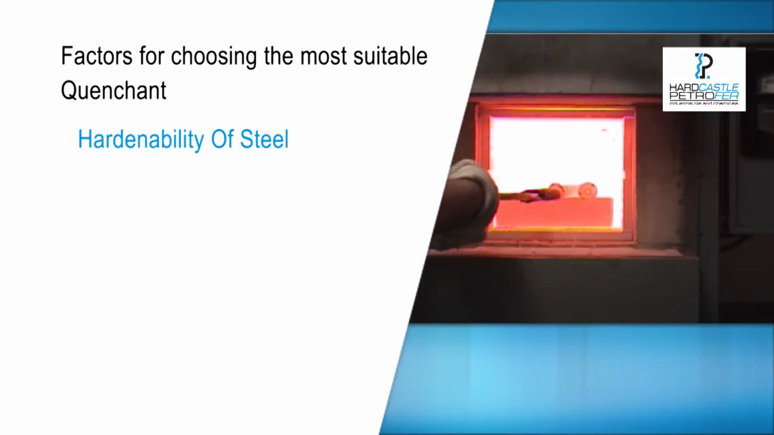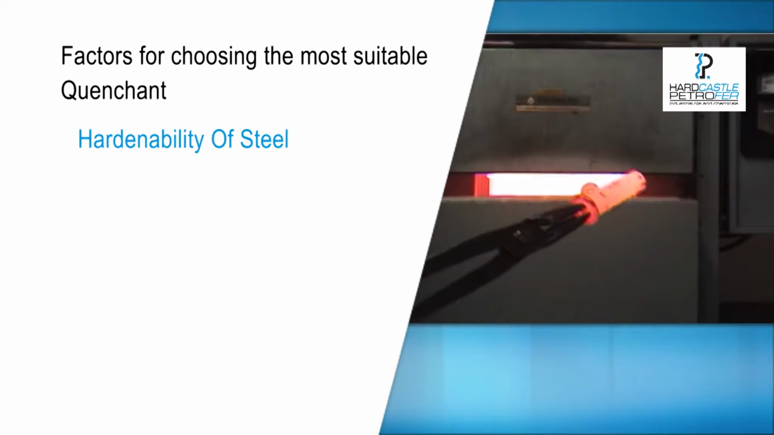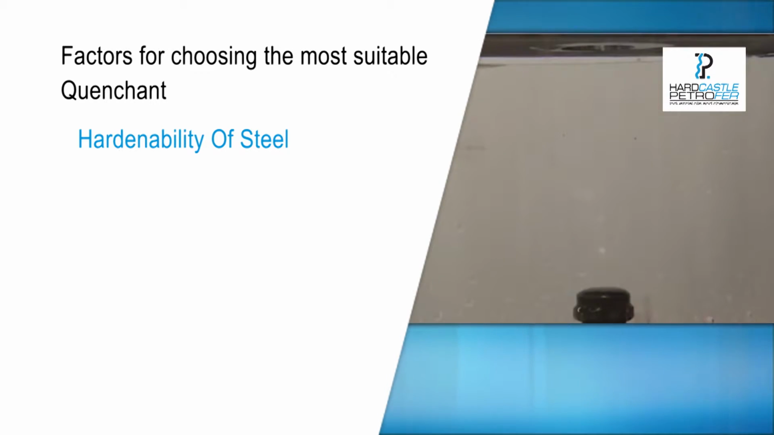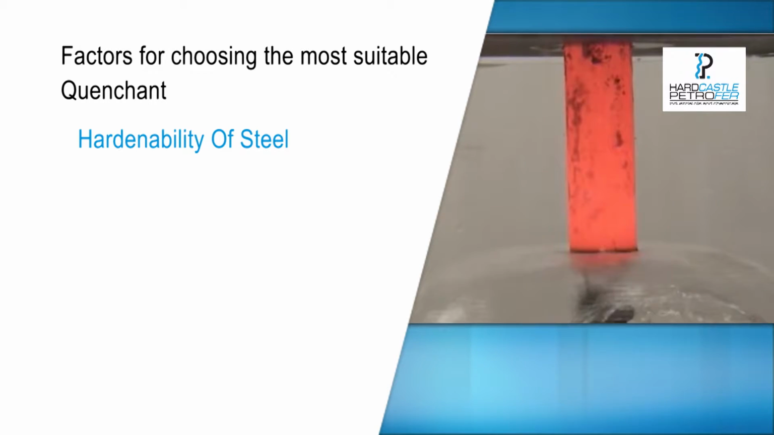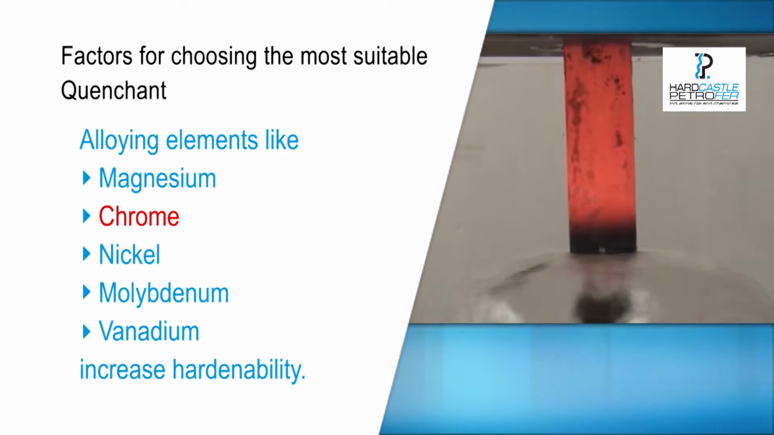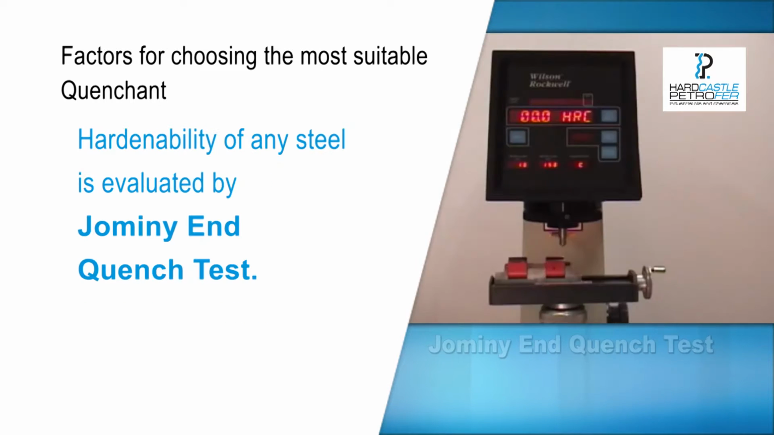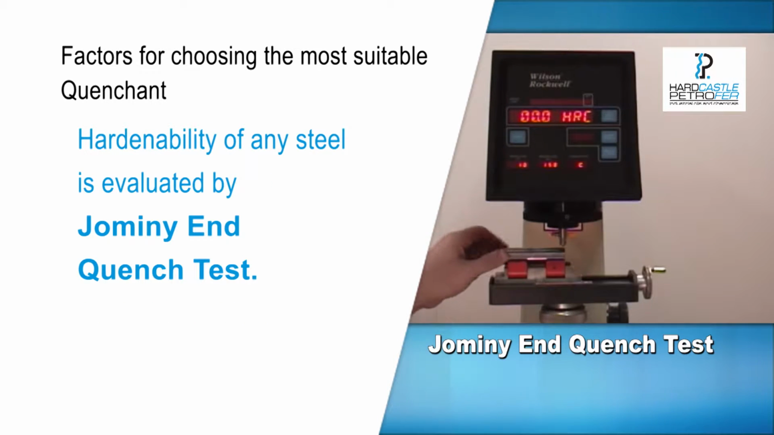Hardenability of steel. Hardenability refers to the capacity of hardening or hardening depth in a steel rather than the maximum attainable hardness value. Alloying elements like manganese, chrome, nickel, molybdenum, vanadium increase hardenability. Alloy steels have significantly higher hardenability as compared to the plain carbon steels. Hardenability of any steel is evaluated by the Jominy end quench test.